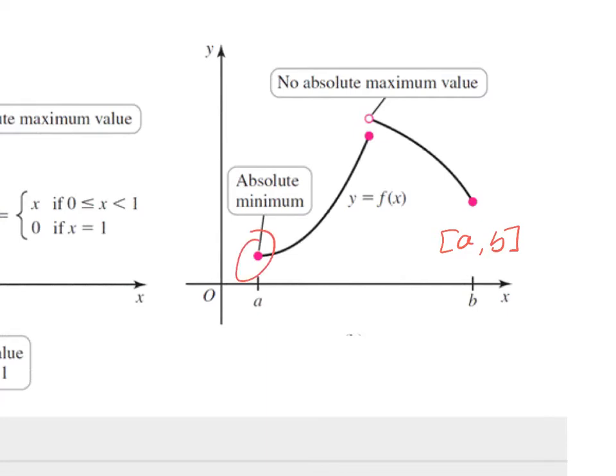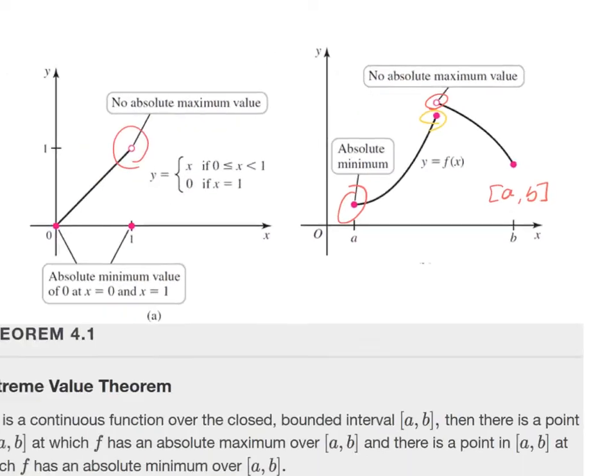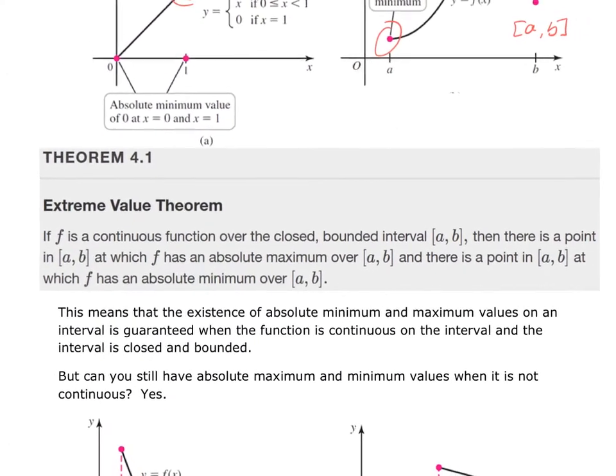And the reason I don't have an absolute maxima is because this is my highest point, but it's non-inclusive. So that does not have an absolute maxima. This point right below it is not the absolute, because you can see that this part of the graph is actually above that dot. So it has no absolute maxima.